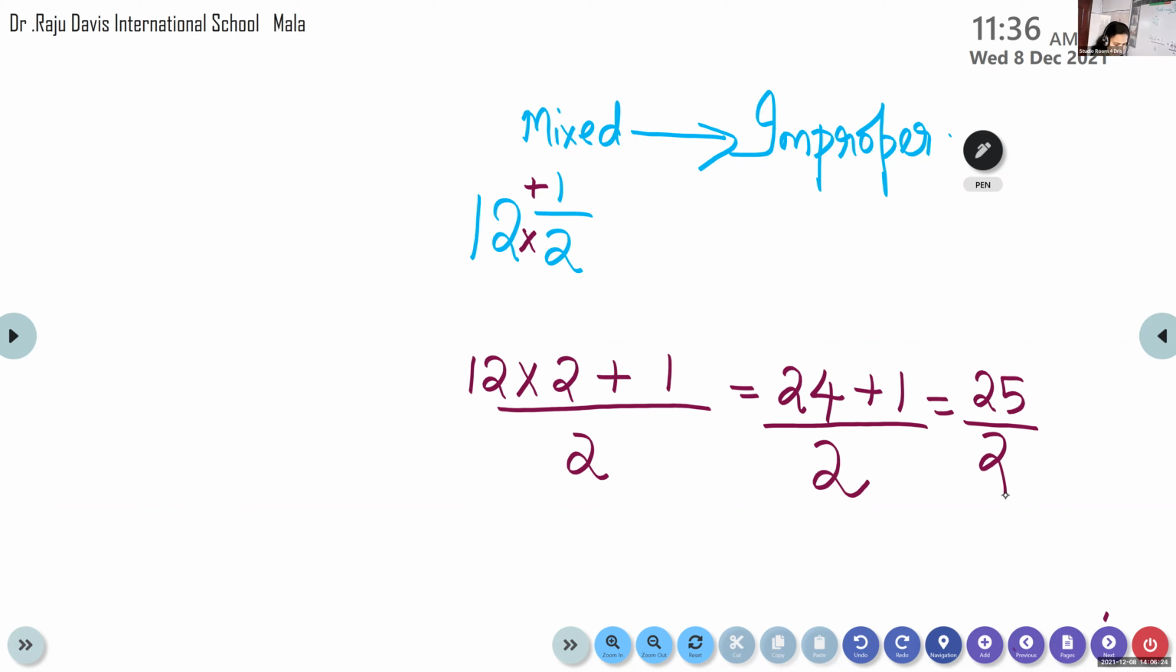Yes, children, please check whether you got the correct answer. Yes, ma'am, I got it. 25 by 2. Yes. So what do you have to do? Whole number 12, you have to multiply by the denominator 2. Then you have to add the remainder.